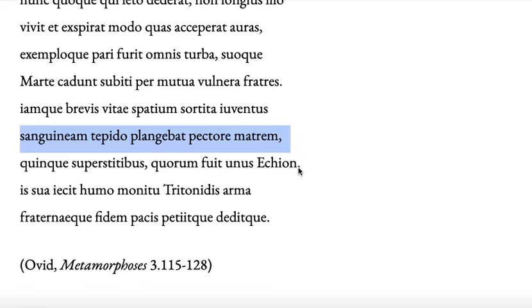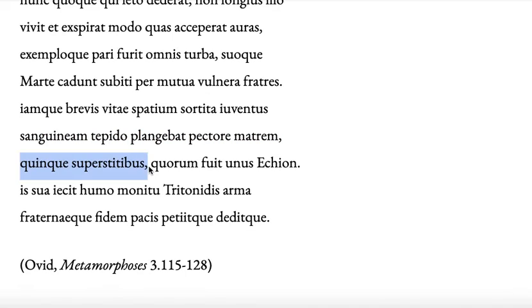And the mother is described as being tepido pectore, with her warm breast, or with warm breast. Tepidus meaning warm, and a pectus meaning a breast. So that whole phrase means they, the young people, the Juventus, were pounding, plangebat, their bloodied mother, sanguineam matrem, with warm breast, tepido pectore. And then there's a little phrase here, quinque superstitibus. That means with 5, quinque, surviving, superstitibus.